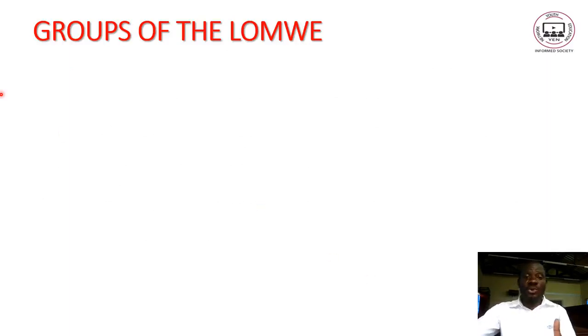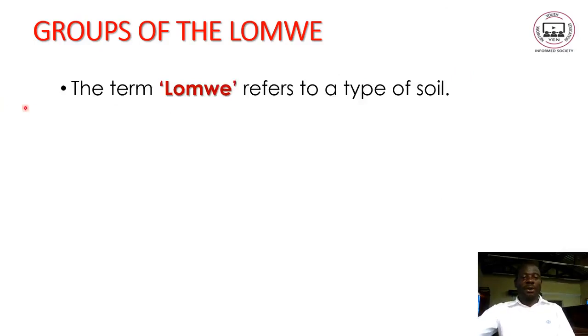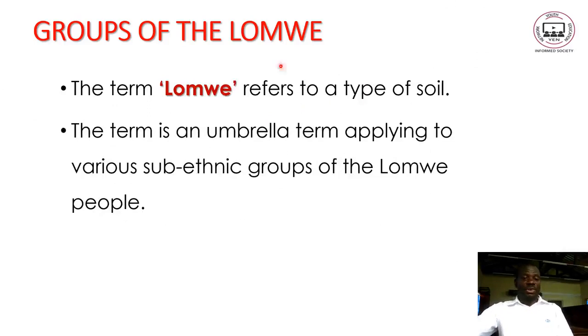Now, let us also look at the groups of the Lomwe. Who were these Lomwe that came to Malawi? So the term Lomwe refers to a type of soil. The term is an umbrella term applying to various sub-ethnic groups of the Lomwe people. So it is just an umbrella of all the different groups of Lomwe who traveled. So Lomwe itself means the type of soil.